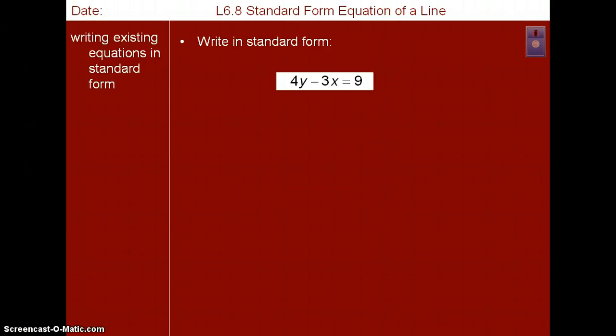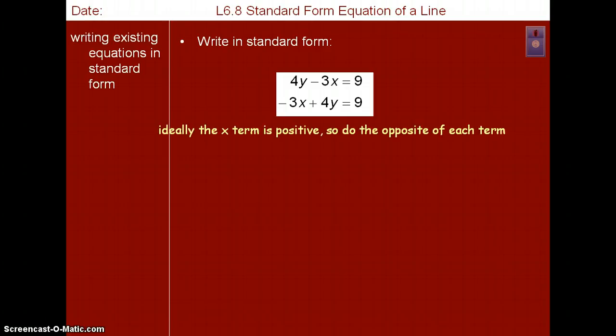Taking a look at this equation that is not written in standard form, obviously we can see that the x term should be first. So taking a look here, this is an okay-ish standard form, negative 3x plus 4y equals 9. Typically, we don't love to have that coefficient on the x being a negative. So what we would maybe take a look at is doing the opposite of each term. 3x plus negative 4y equals negative 9. Essentially, what we've done is multiply through by negative 1.